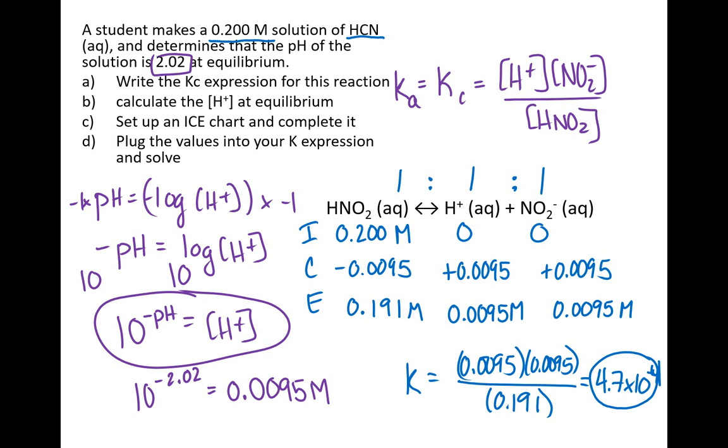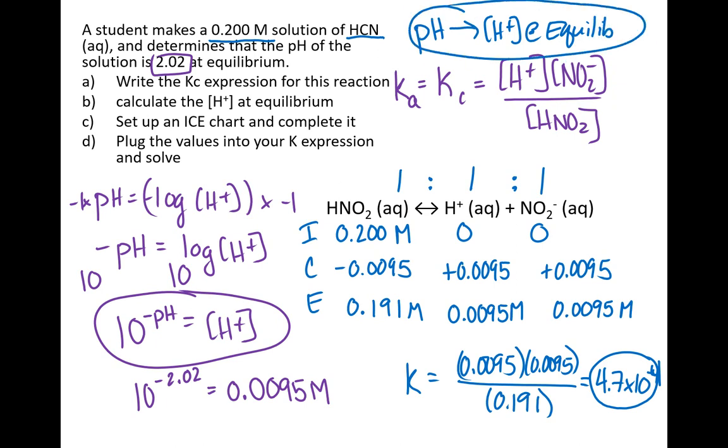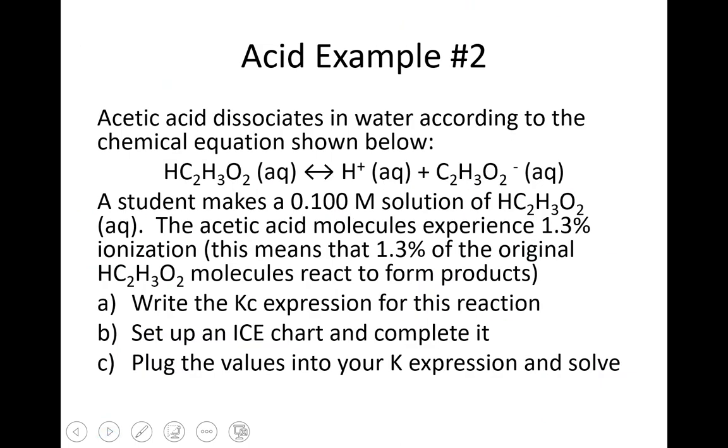Okay, so that's one example with an acid. The key thing to keep in mind is that the pH is going to tell you the hydrogen ion concentration at equilibrium. That's something to keep in mind when you're looking at this type of problem. Okay, so let's look at another example.